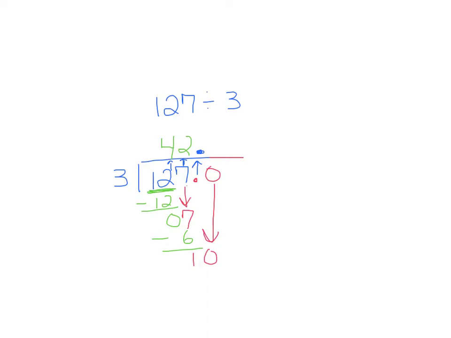So I bring down the 0. 3 goes into 10 3 times. 3 times 3 is 9. Subtract the 1. I can bring down a 0 again. Okay. 10. I'm going to see the same pattern repeating. So my answer will be 42.3 repeating. Okay. So this is basically beginning to get into the world of decimals.